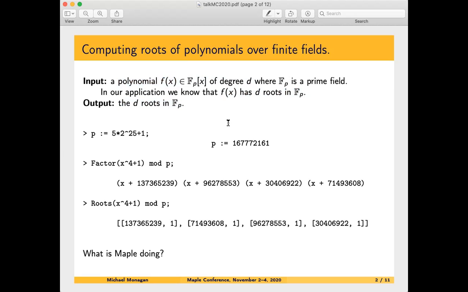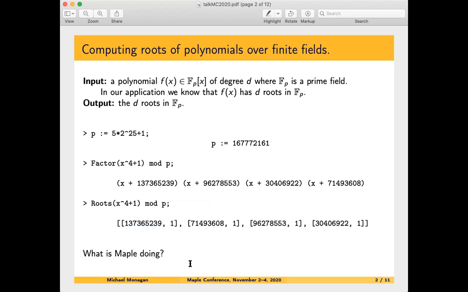And I have an example in Maple for this prime p here. The factor command, mod p, factors a polynomial over a finite field, over the field mod p, and the polynomial is x to the fourth plus 1. And in this example, you can see that there are 4 factors, so there's 4 roots. I implemented the factorization command a long time ago. I also implemented a specialized command, roots, that just computes the roots of the polynomial. And the format for the roots is the root, and the 1 there is the multiplicity of the root.